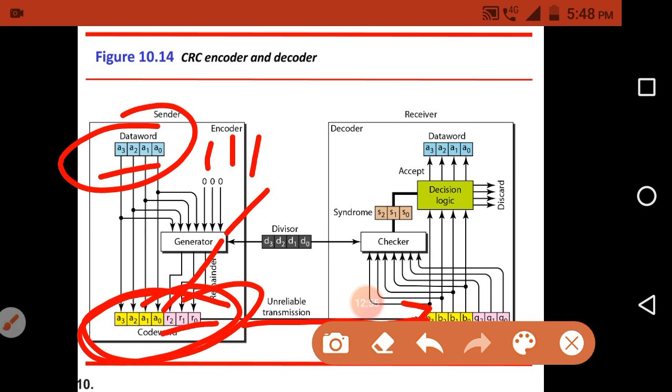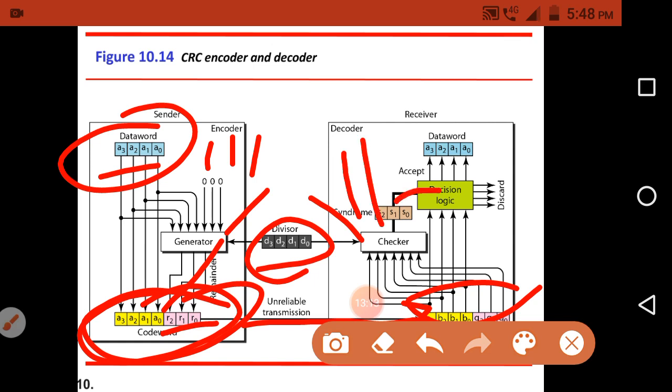At the receiver, the checker performs the division operation on all these 7 bits, using the same divisor that was used at the encoder side, and whatever remainder it gives, we call the syndrome value. That is also 3 bits, and we pass it to the decision logic analyzer. The decision logic analyzer analyzes the syndrome value. If the syndrome value is 0, then the data word is accepted. If the syndrome value is non-zero, then it will be discarded. So this is the block diagram of the CRC encoder and the decoder.